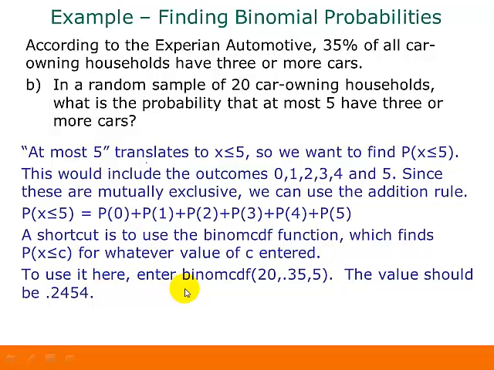So to use it here, we would want to enter binom CDF of 20, 0.35, and 5 because we want the value for x less than or equal to 5. And the value, if you do this on your calculator, you should get 0.2454.